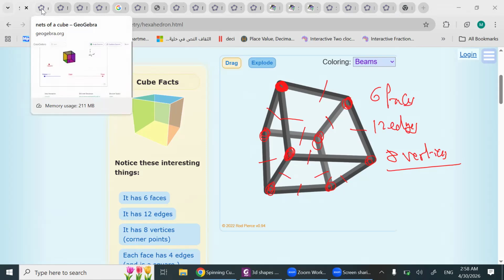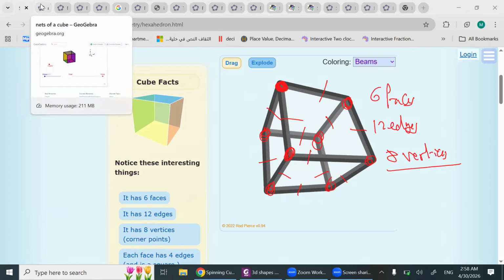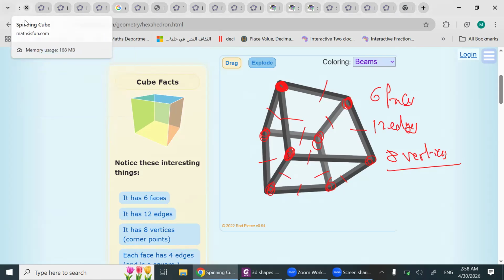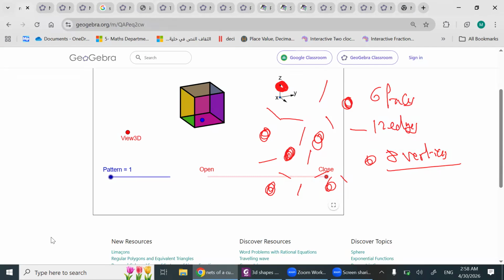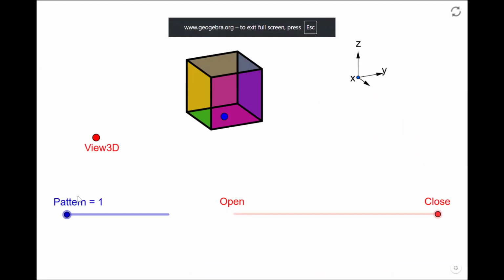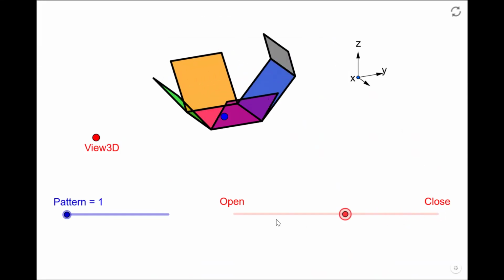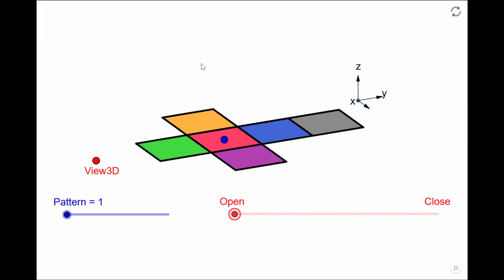You can find 11 patterns of possible nets. The net, if you open the 3D shape, it will be converted into a 2D shape, which is called net. So you can open the cube with 11 different patterns. The first pattern is like that. Look at this cube, how it's opened and gives you a 2D shape.